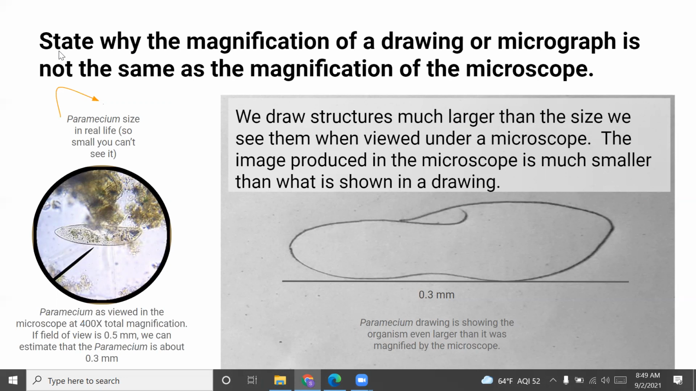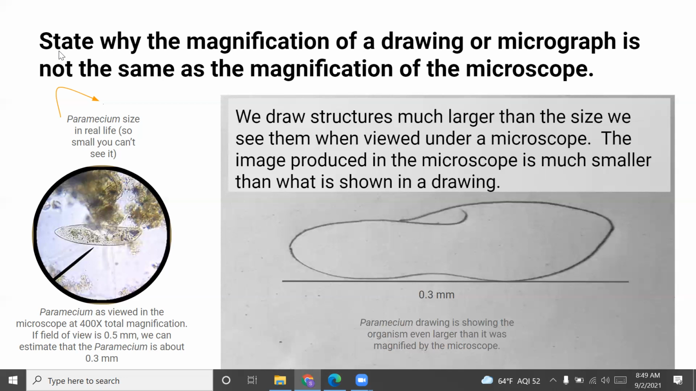So I think at the very bottom of that page, just write: we draw structures much larger than the size we see them under a microscope. First sentence is fine. Very bottom. No, you're just writing this first sentence. We draw structures much larger than the size we see them when viewed under a microscope. So obviously we're drawing microscopic things, so obviously we're drawing it bigger than real life, but we're also even drawing it bigger than the magnification in the microscope. You want to draw it in a nice large size.